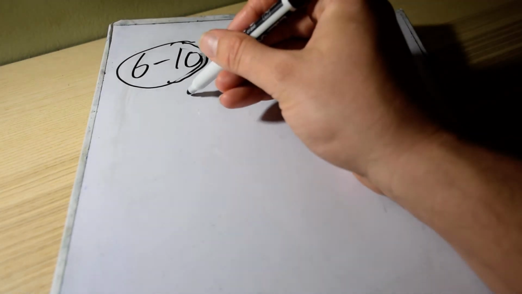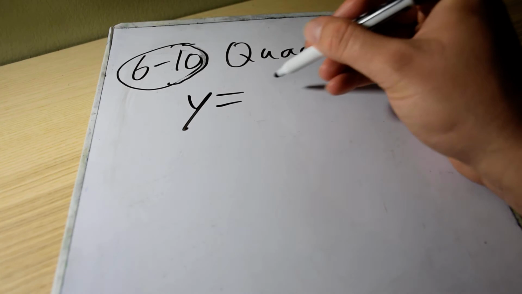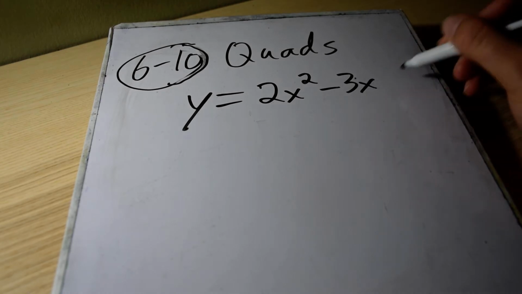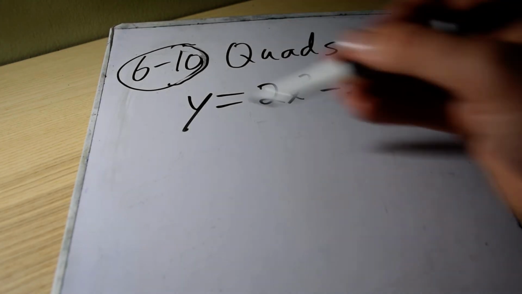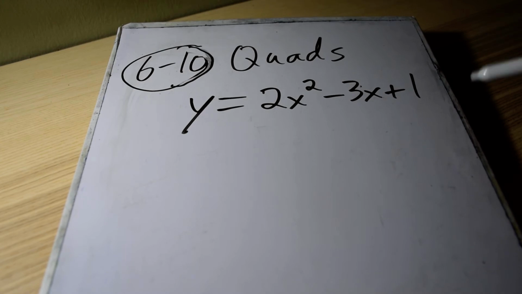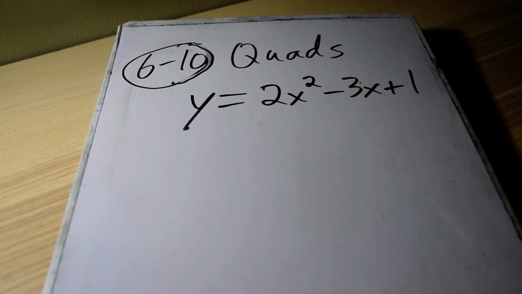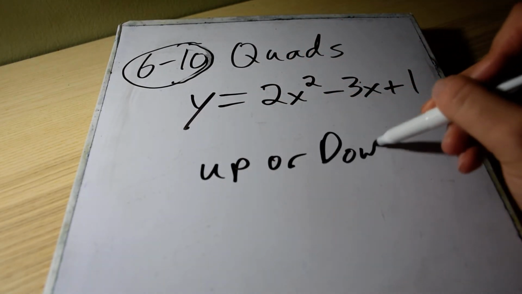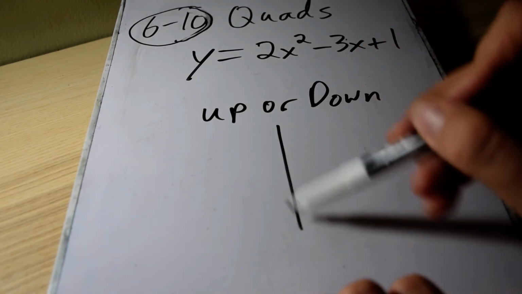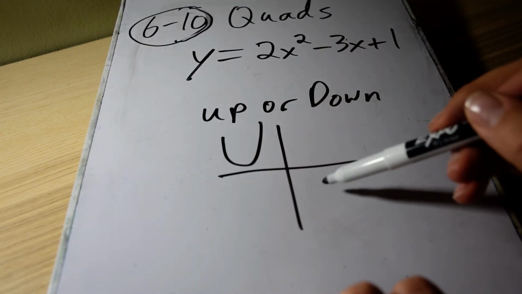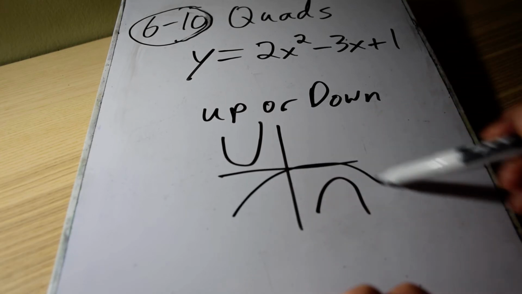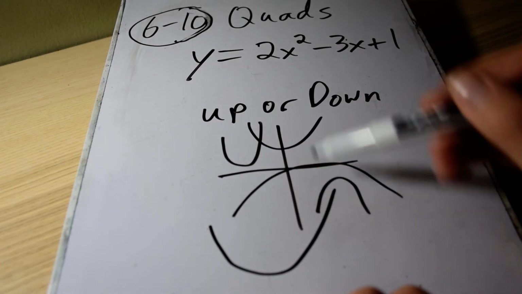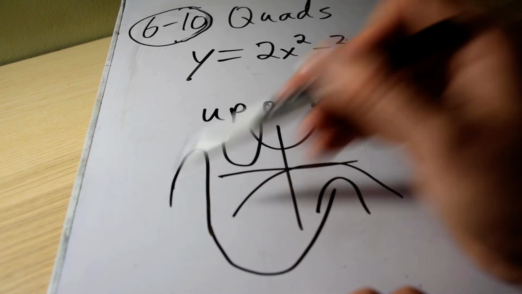So I'm going to give you a quadratic. The example I give you is y equals 2x squared minus 3x plus 1. There is so much that you can do to that, and there's so much math that you can know with regards to that. But the first question I ask is up or down. What do I mean by that? Well, when a quadratic is drawn, it either goes like this, that's up, or it goes like this, that's down. So if I draw this, that's down. If I draw this, that's up. If I draw this, that's up. If I draw this, that's down.